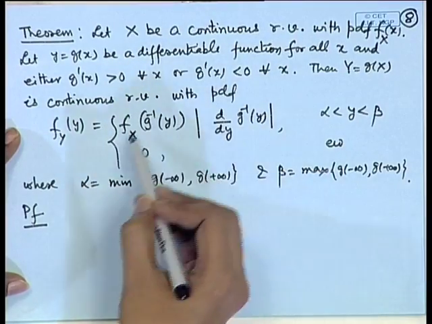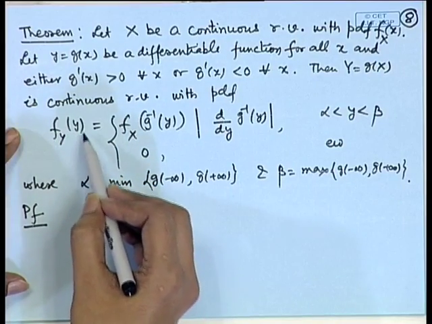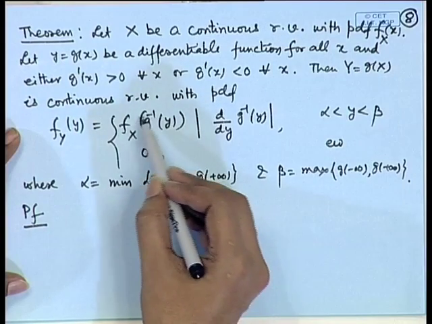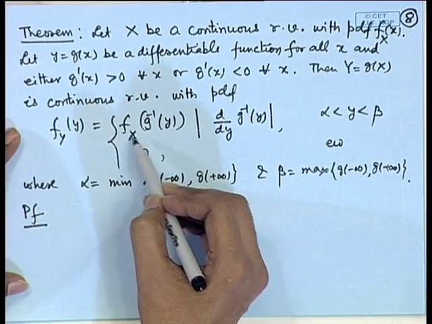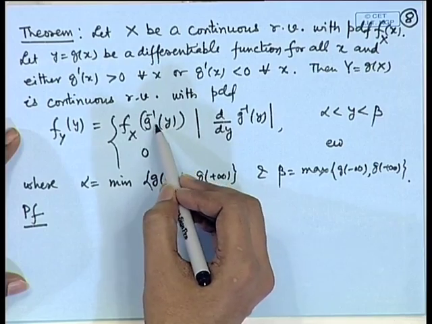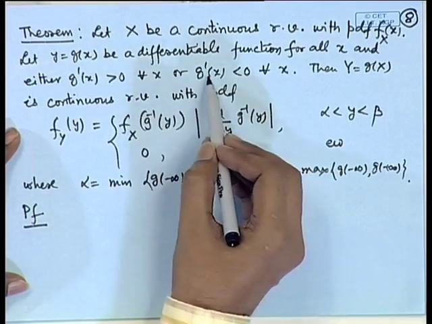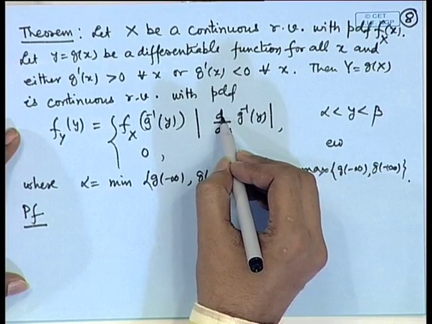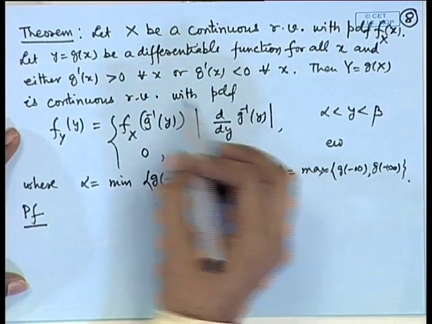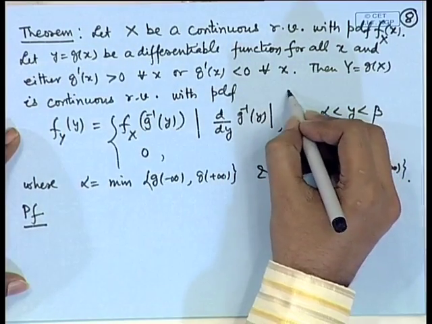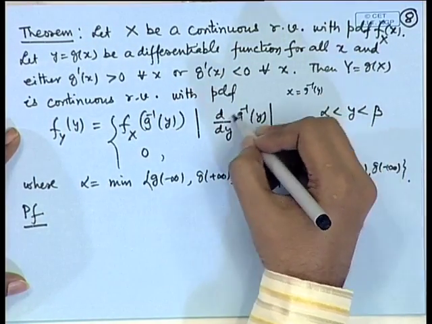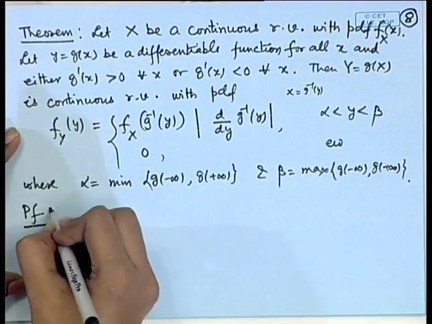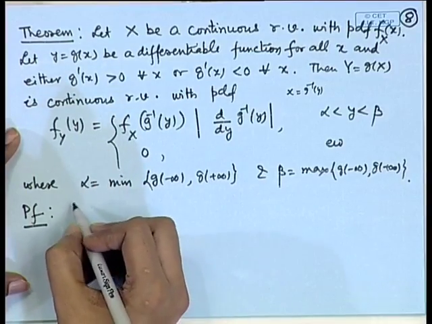In that case, there is a direct formula for the determination of the probability density function of Y = g(X). It is described in terms of the density function of X itself. That is, in place of x we substitute g inverse y, which is uniquely determined under the conditions given here, and we multiply by the absolute value of dx/dy, because if y = g(x), then x = g inverse y and this term is nothing but dx/dy. So, let us consider the proof of this.